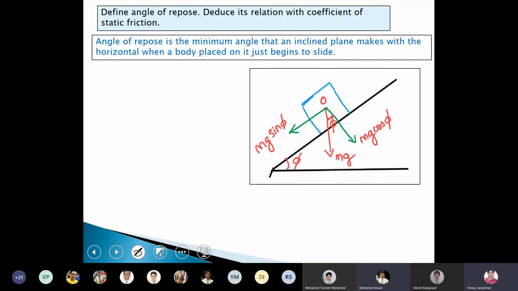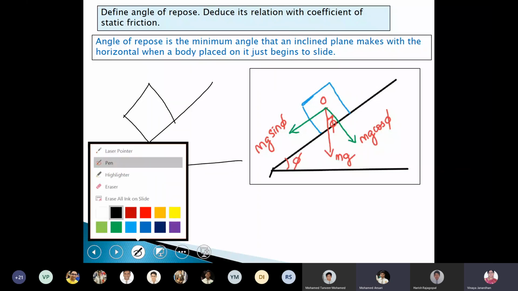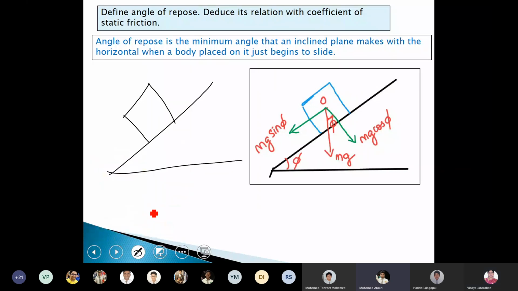Should I explain how you are resolving the components of mg as mg sin phi and mg cos phi? Yes, ma'am. Yes, please. Okay, then. Fine. Don't blindly accept, not only you, I'm just asking you as a representative of the class. Yes, ma'am. I thought it would come later, so I thought I'd wait. No, boys, no. Okay. So what?